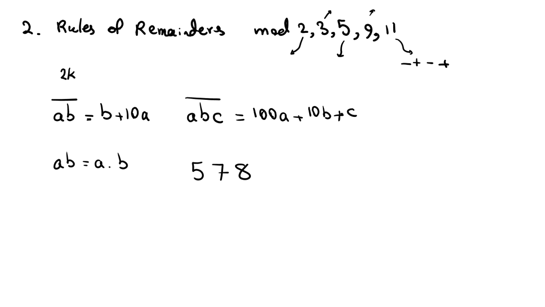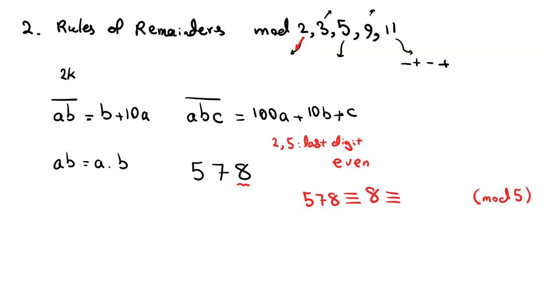For 2, the last digit is 8, which is even, so it is an even number when divided by 2. For 5, again you consider the last digit. So for 2 and 5, you should consider the last digit. For 5, the remainder of 578 when divided by 5 is what? It is 8, and the remainder of 8, as I said in the congruency part, you subtract 5 from here, 3. So the remainder of this number when divided by 5 is 3.